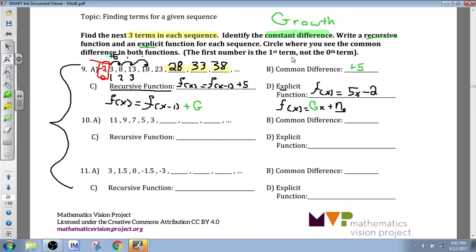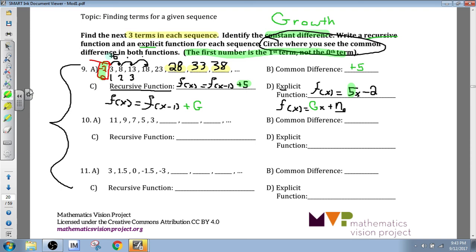What else does it ask us to do? It wants us to circle where you see the common difference. And so I didn't really circle it. I kind of did it in green here. This is our common difference. This is our g. So our common difference in our recursive equation is right here. That's the plus 5. And our common difference in our explicit equation is right here. It's the coefficient on the x. Okay? And then it reminds us the first term is not the 0th term. That's why it worked backwards.